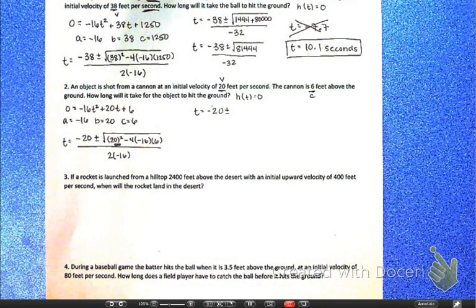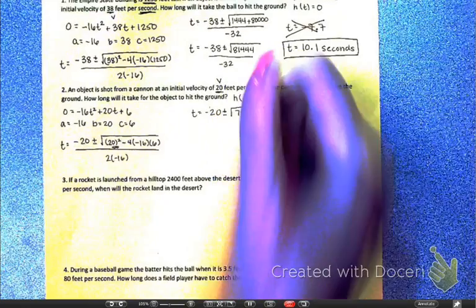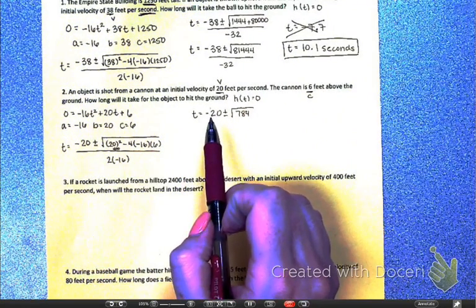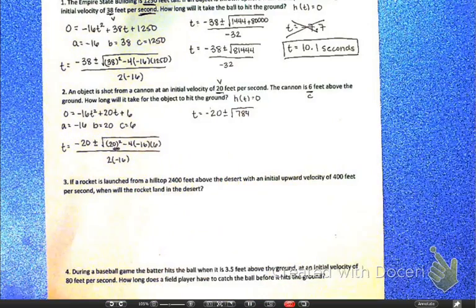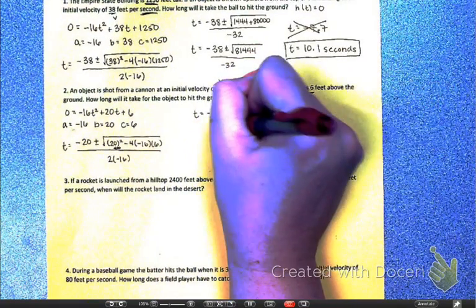And then negative 4 times negative 16 times 6 gives me a positive 384. Did you get that? Yeah. So 384 plus 400 is 784. So I did both of these steps in one. Are we okay with that? I squared that, multiplied, and added them together, all over negative 32.